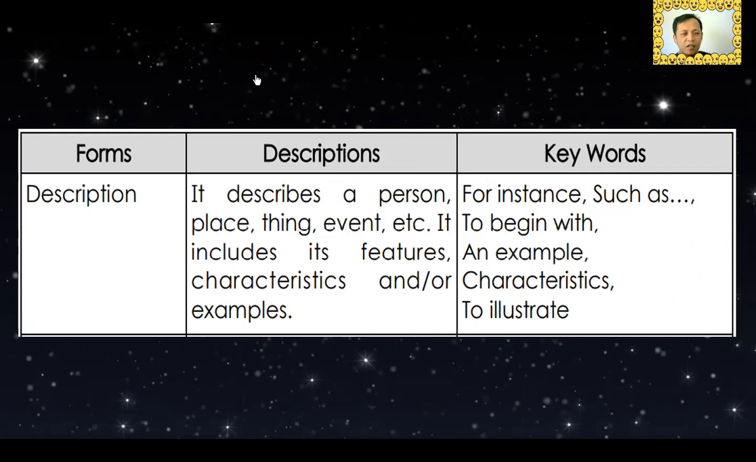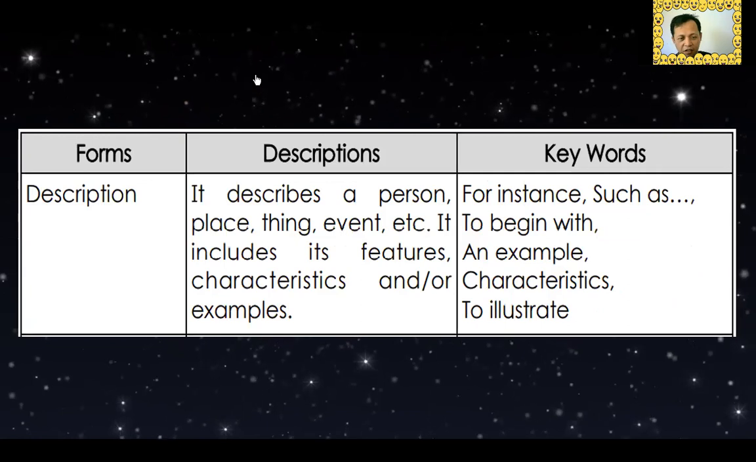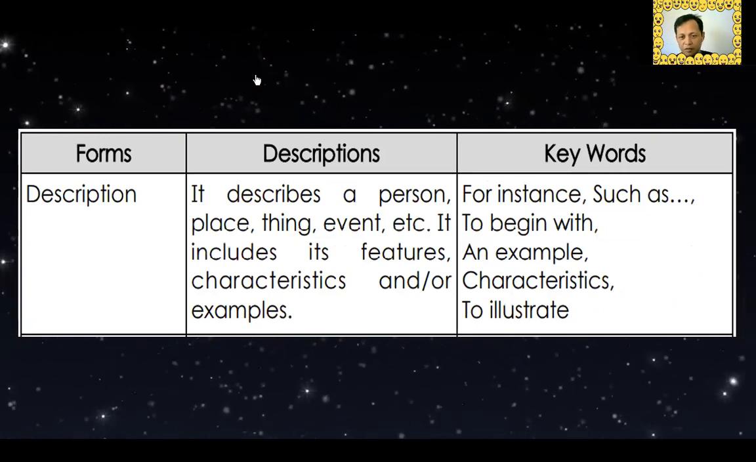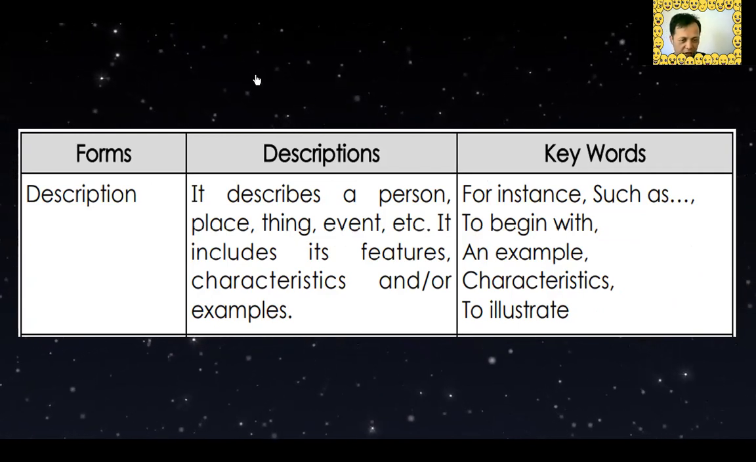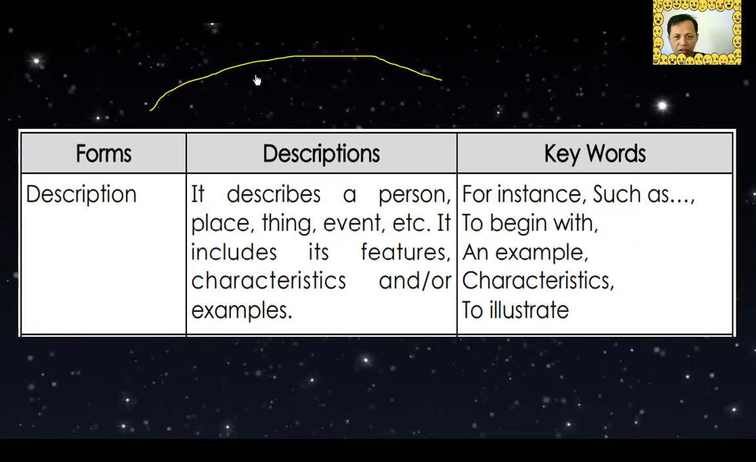Description. It describes a person, place, thing, event, etc. It includes the features, characteristics, and examples. Now, the keywords for description are: for instance, such as, to begin with, an example, characteristic, and to illustrate. I'll try to give an example for each one.